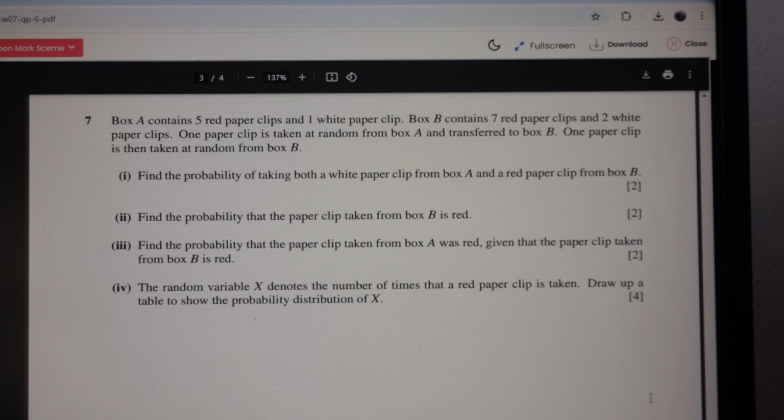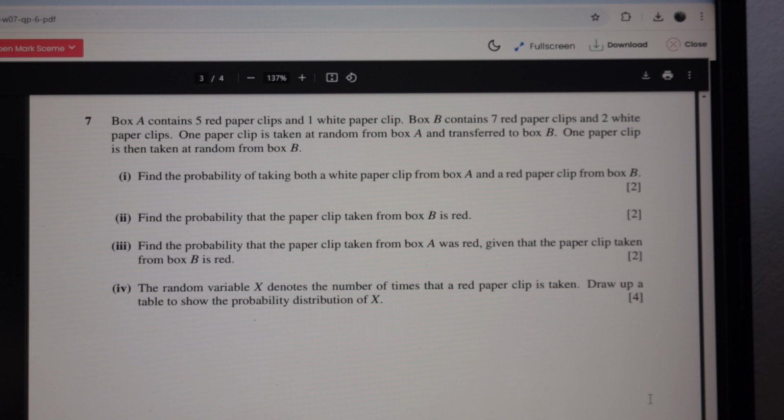Hi, question number 7. Box A contains 5 red paper clips and 1 white paper clip. Box B contains 7 red paper clips and 2 white paper clips. One paper clip is taken at random from box A and transferred to box B. One paper clip is then taken at random from box B. Find the probability of taking both a white paper clip from box A and a red paper clip from box B.